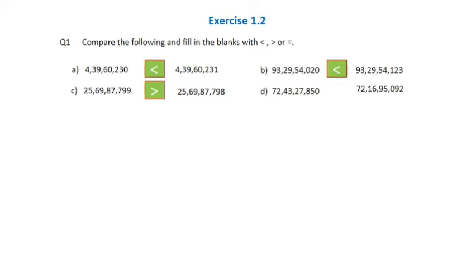Here 43 is greater than 16. That means this whole number is greater than this number. So that is your answer. Now let's come to the next question.